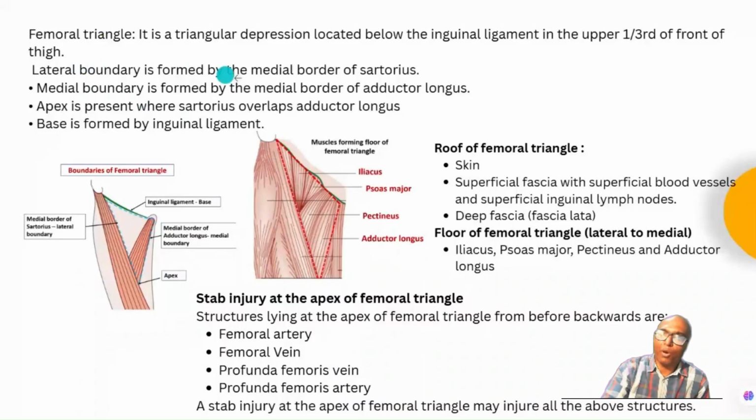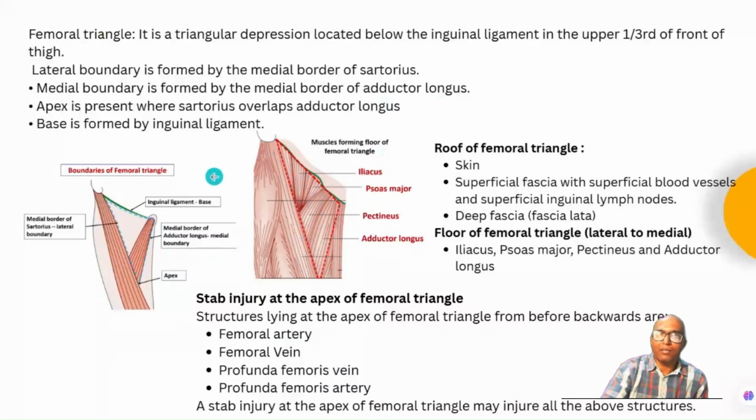What are the boundaries? Laterally, the boundary is formed by the sartorius muscle, the snake-like sartorius muscle, so the medial border of the sartorius. Medially it is formed by the adductor longus. So you remember SAL, S-A-L, sartorius and adductor longus. That forms this femoral triangle. Between the sartorius and adductor longus, and above you have this inguinal ligament. So below the inguinal ligament and between these two, sartorius and adductor longus, lies your femoral triangle.